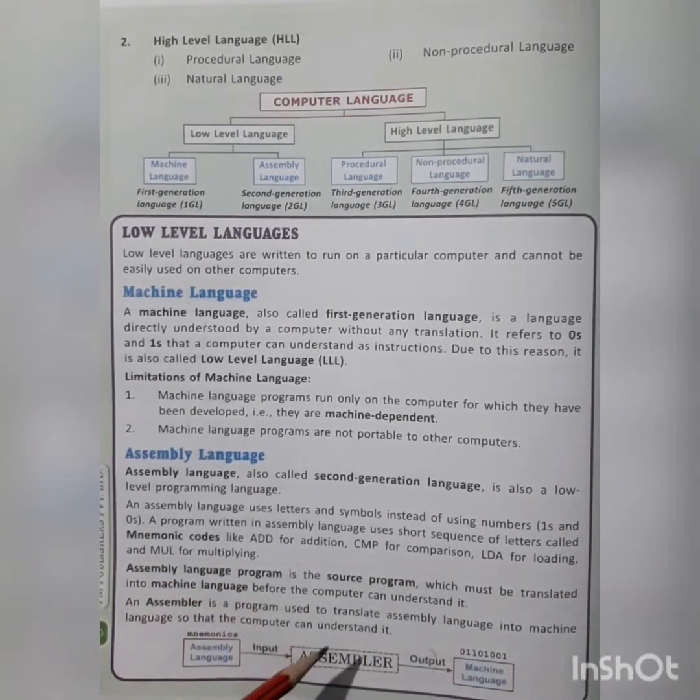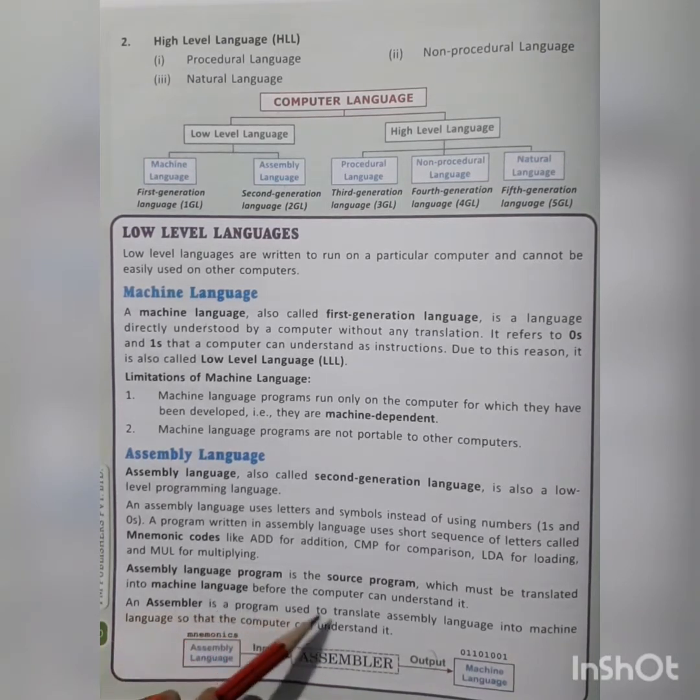An assembly language program is a source program which must be translated into machine language before the computer can understand it. So we need to convert it into machine language. An assembler is a program used to translate assembly language into machine language so that the computer can understand it. The assembly language is inputted here. Now the assembler is converting it into machine language.